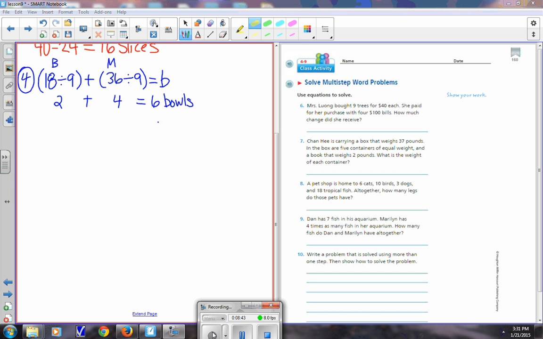Okay, looking at page 160, this is an even. Mrs. Long bought 9 trees for $40 each. She paid for her purchase with 4 $100 bills. How much change did she receive?